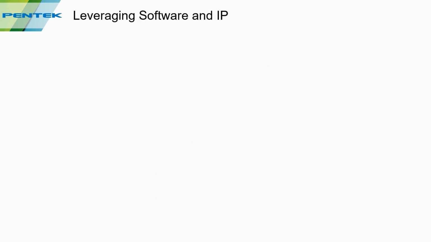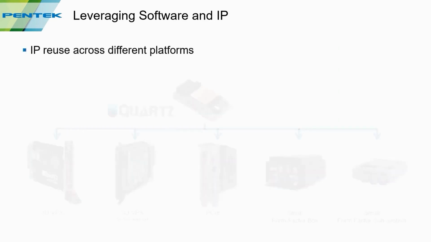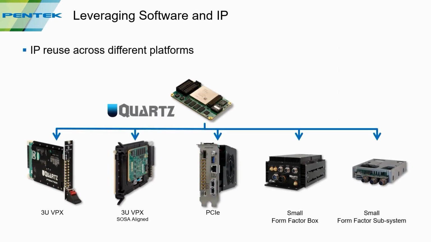So getting back to the topic of this presentation, leveraging software and IP, one of the things that I talked about in the previous presentation, but touched on here, is the fact that all these different platforms are based on the same architecture. And that's convenient for a few reasons. One is that many customers will develop on the PCI version of the board. It's much more convenient to do it on a desktop, but then take all that IP and software and bring it over to a deployed platform like 3U VPX or the small form factor.